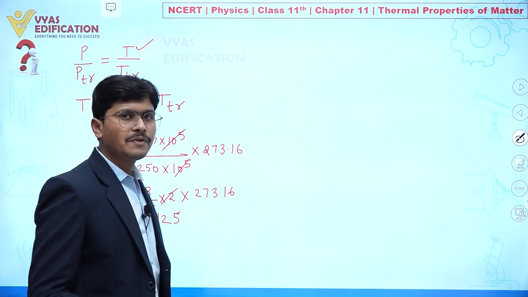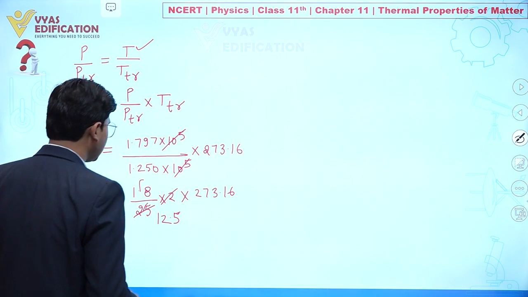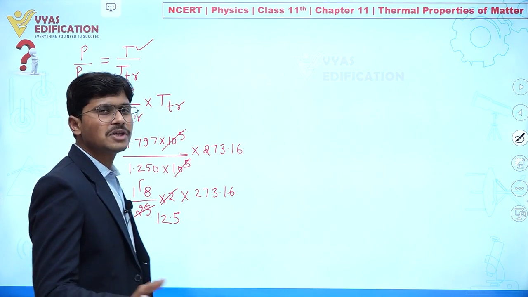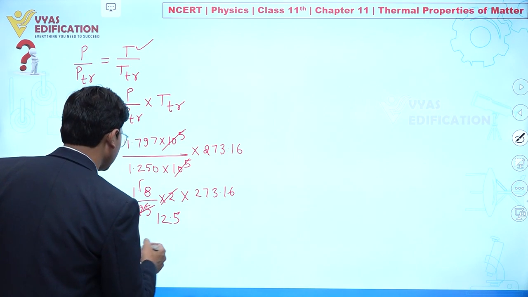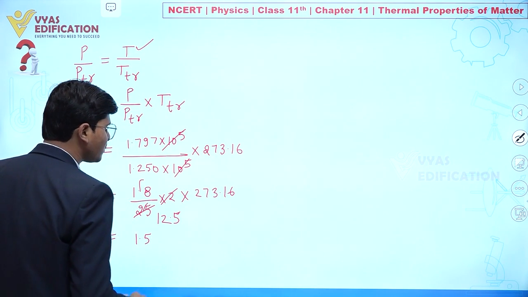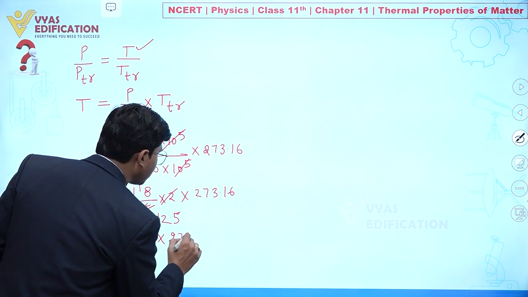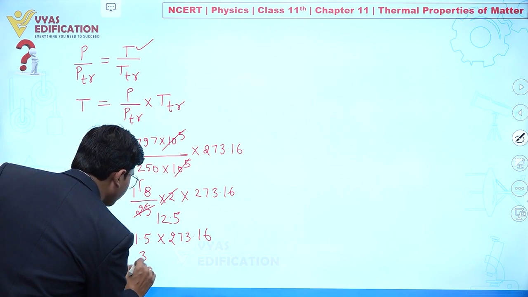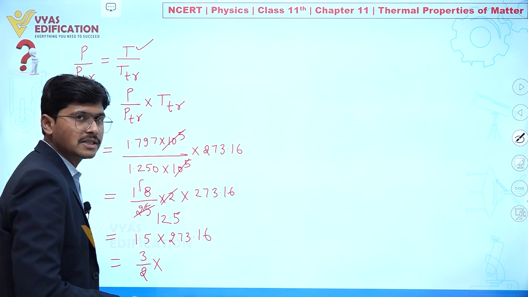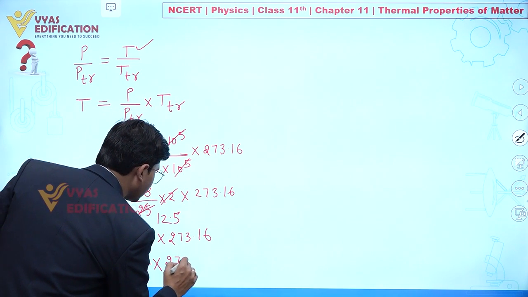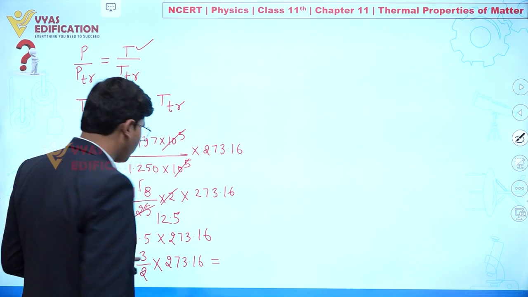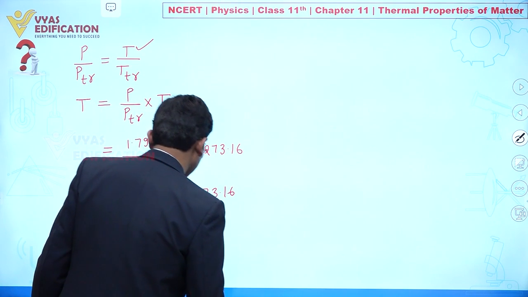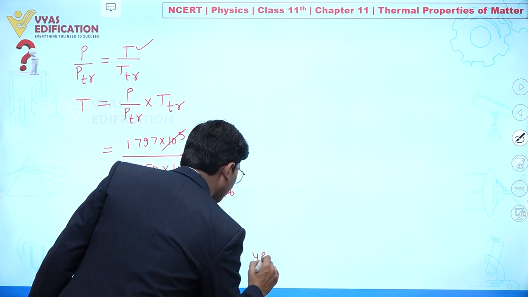If you do a near-about calculation, 18 divided by, let's suppose I am taking 12 only, so this is near about 1.5, and this is 273.16. So from here, if you divide, you can also write 3 by 2 into 273.16. Now if you multiply 3 with 273.16, we can see this is 48.